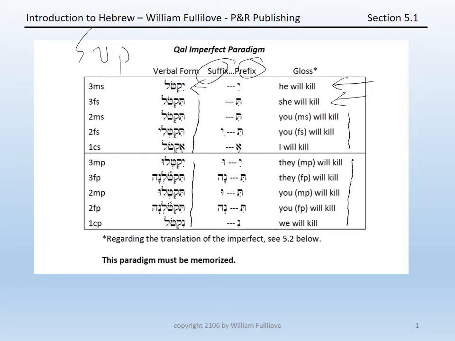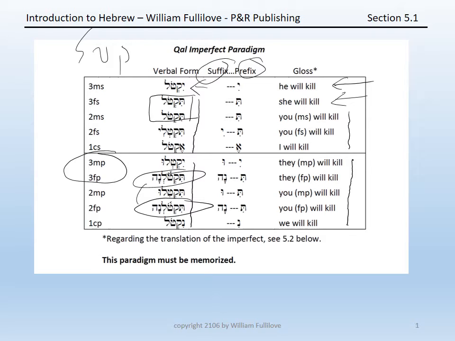You'll notice that unlike the perfect, the imperfect has distinct forms between masculine and feminine in the third person plural. You will also notice that there are sets of forms that are identical. The third feminine singular and second masculine singular forms are both tiktol, and the third feminine plural and second feminine plural forms are both tiktolna. This is the type of ambiguity that in actual reading will almost never be difficult to sort out, because in context it is usually very apparent who the intended subject is.